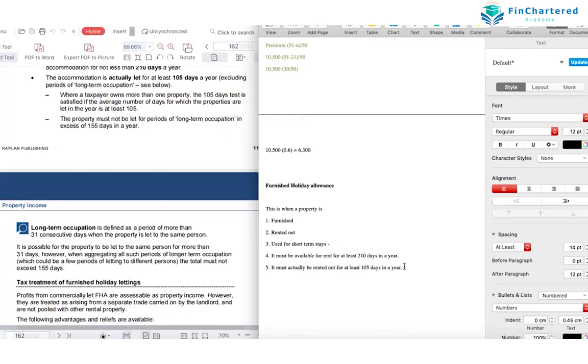So again, it needs to be available for rent for at least 210 days in a year, and it must actually be rented out for at least 105 days. And remember, it's a short term stay. It must not have long term tenancy. I mean, one person cannot come and stay for 1 year. Then it is a long term tenancy. It will not be short term. So it must not be rented out to the same person for more than 155 days in a year.